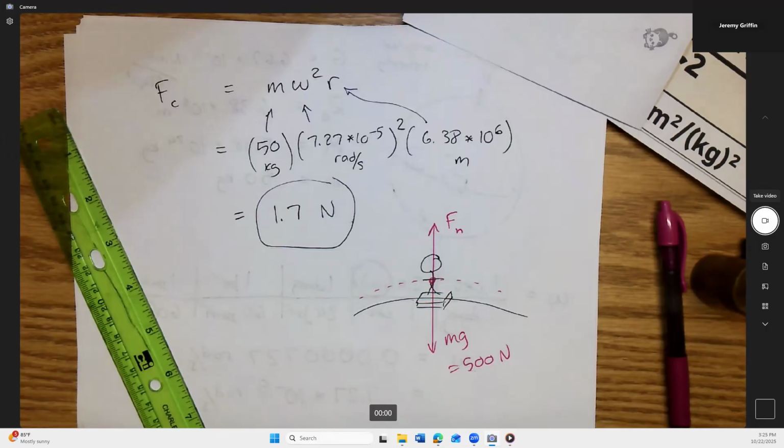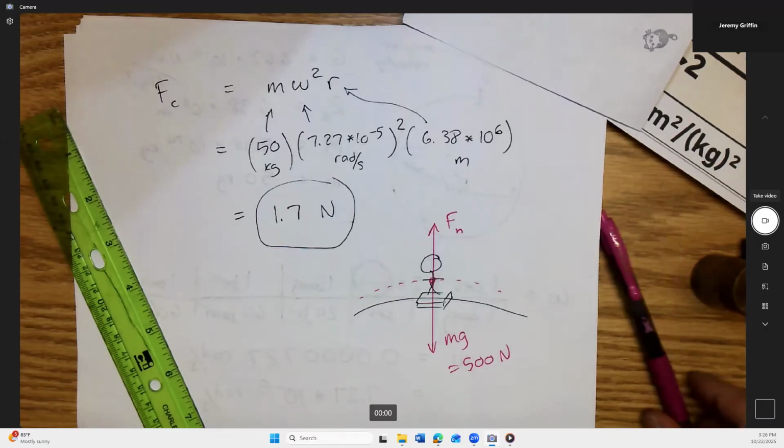See if anybody can get this before I hand out all these take-home quizzes. Who's gonna figure out what the scale reads? What does the scale read? Any last guesses? Any last guesses?